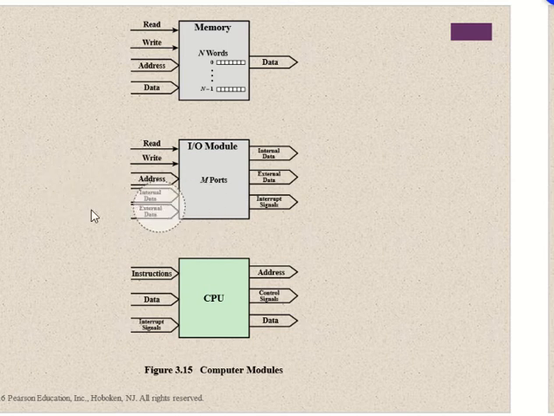The same goes with the CPU. For example, if I'm going to add two numbers, what is the instruction? The add instruction, and there are two values, that is the data, and this interrupt signal.